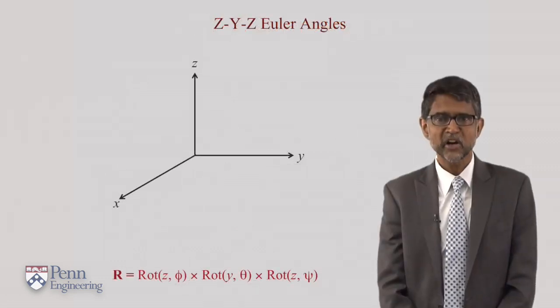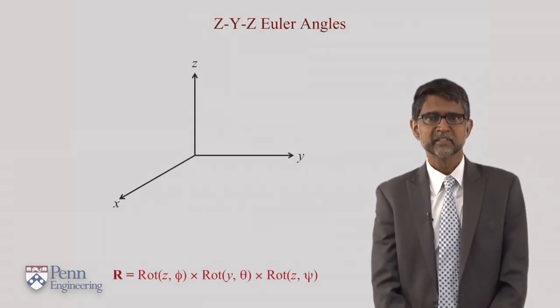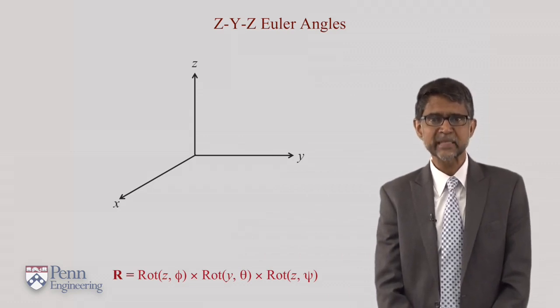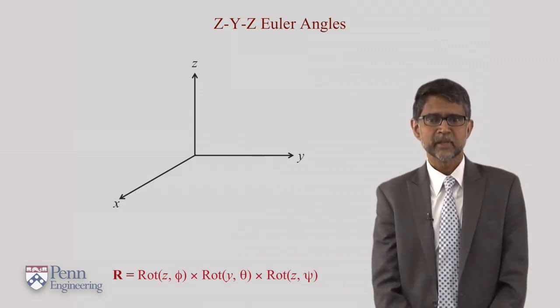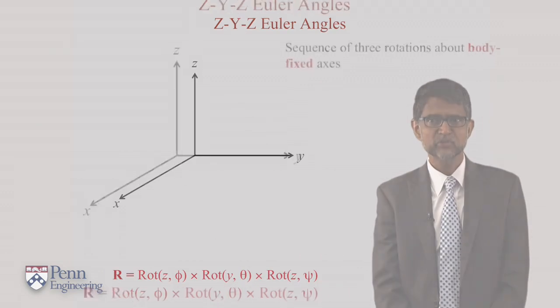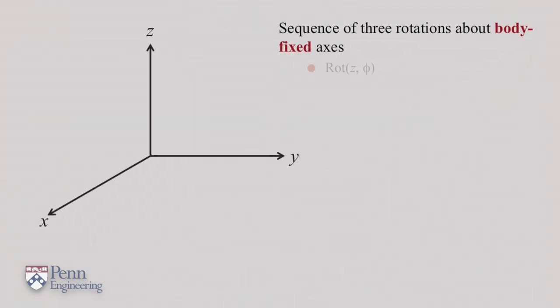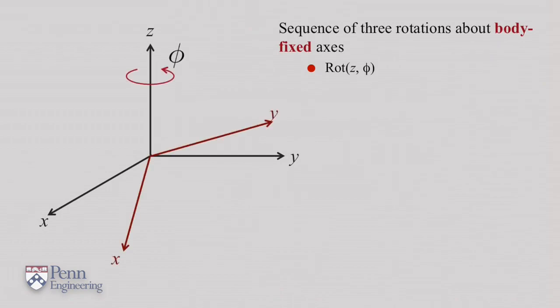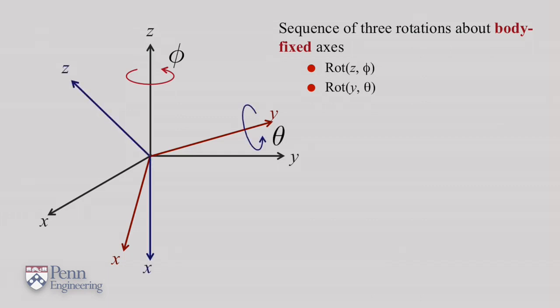You can also have other types of Euler angles. This particular one is called the ZYZ Euler angles. So again, the first rotation is about the z-axis. You rotate about the z-axis through phi. And then the second rotation is about the y-axis through theta. And then the third rotation is a rotation about the z-axis through psi.